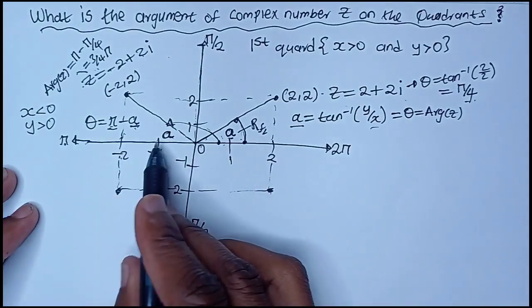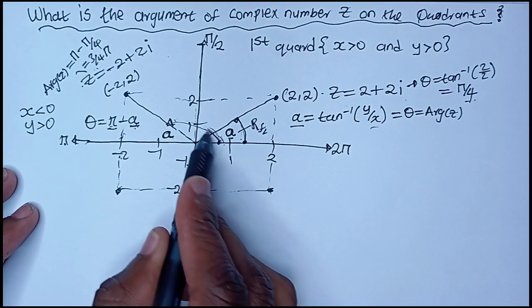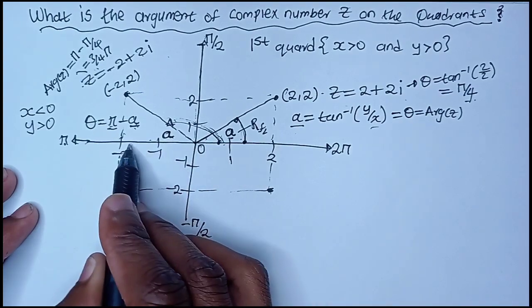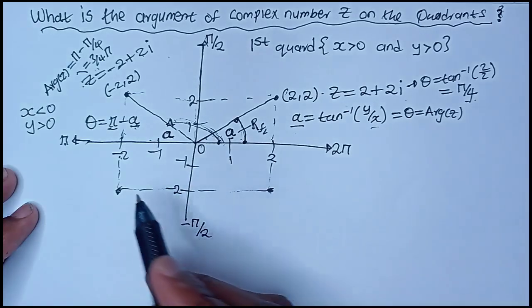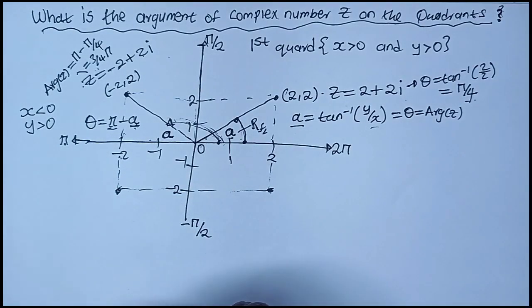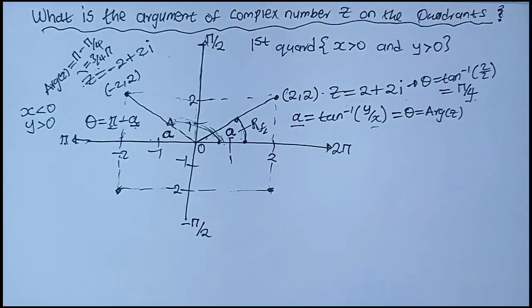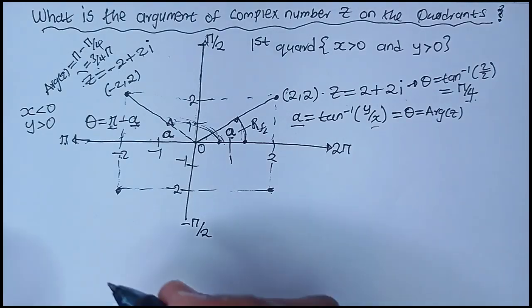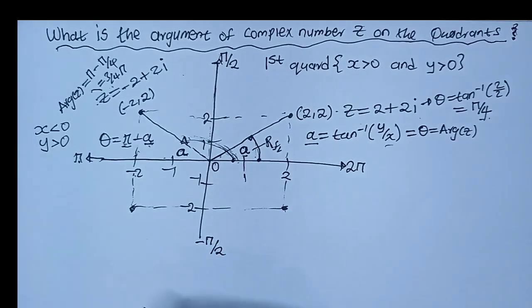So that's why we are determining an angle from here to here, and we know that here to here it's pi, so which means to get this angle we say pi minus a. So in the second quadrant, this is always the case. Now let's see what happens when both x and y are less than 0. And that's when our complex number is defined in the third quadrant.